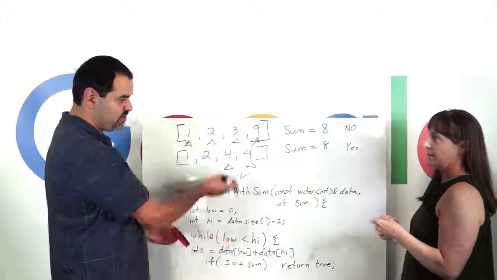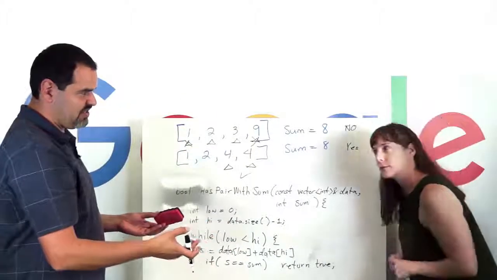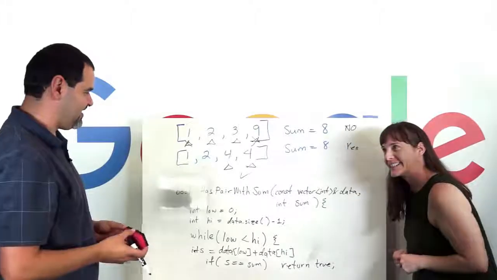It would, which would be the same as the binary search as well. But it's too slow for Google. Okay, so you want faster than that.